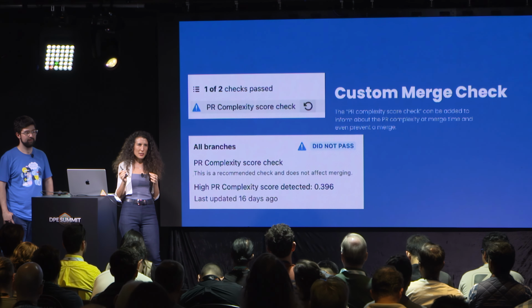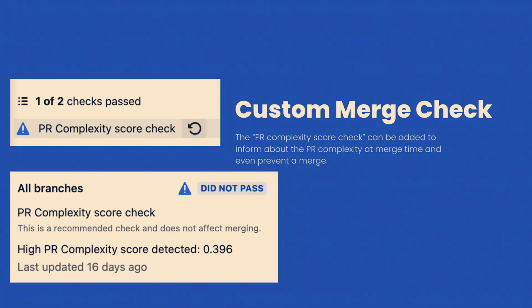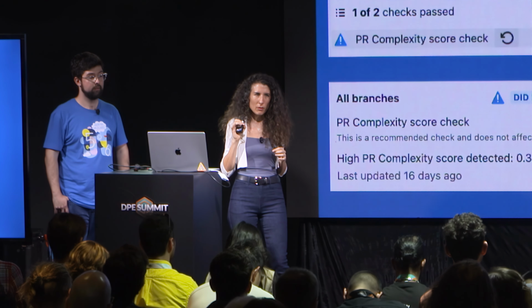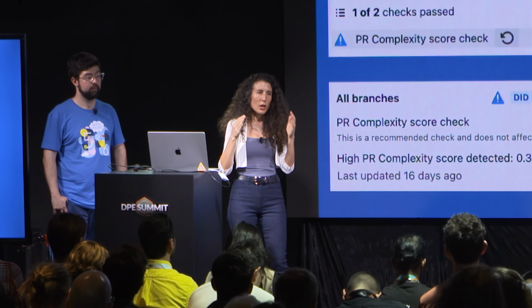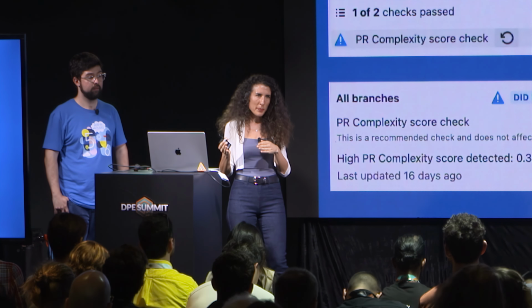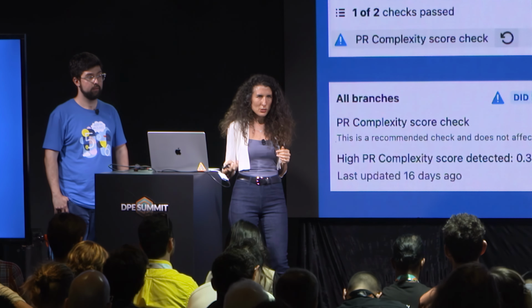But we've also seen that just with this information, usually over a few months, teams will change their behavior and start reducing the complexity of their PRs. And when that happens, we then suggest to change that to stop the merge from happening if the PR complexity is above a certain threshold.